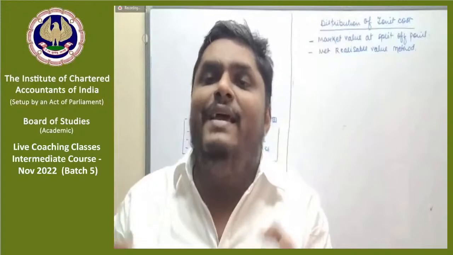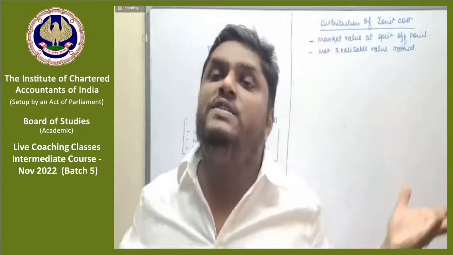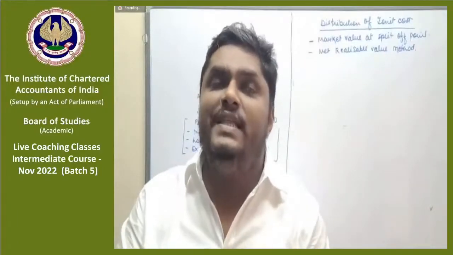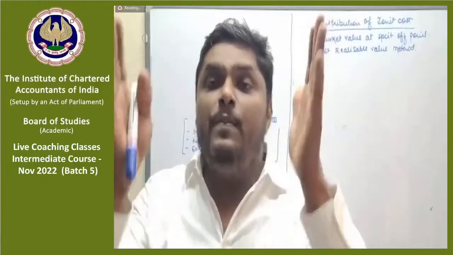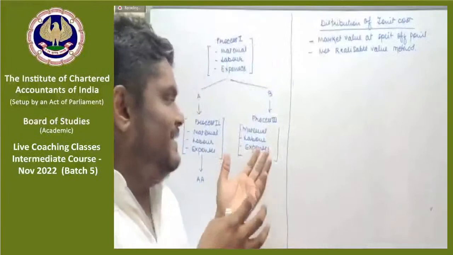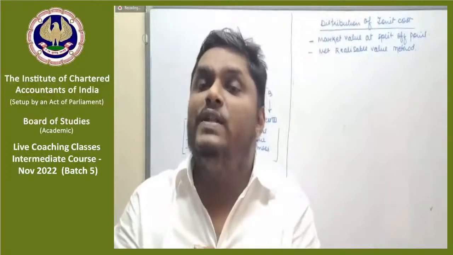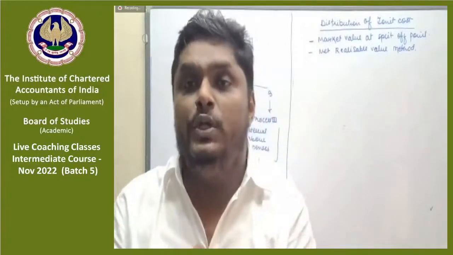Further, let's take a different situation wherein some information is missing in the question as regards further processing cost. I'm talking from the question perspective only. Now the question is how to distribute the joint cost.